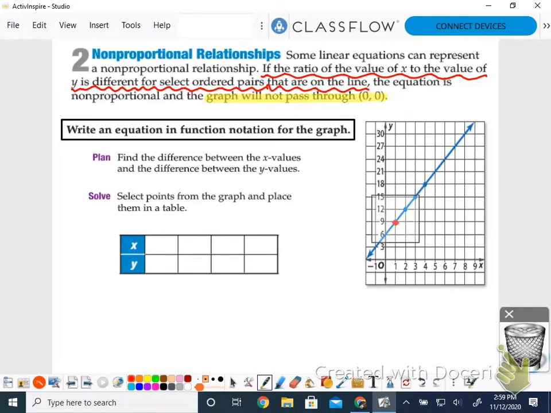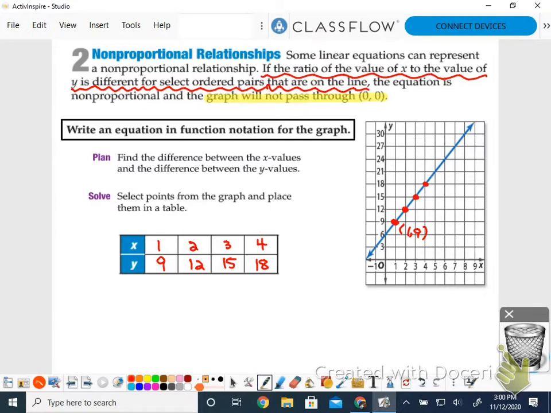So they plotted off some points here for us. There's the points they've given us. We're going to put those into our table here. So I'm seeing 1, 9, right? This is 1, 9 right there. And then I'm seeing 2, 12, 3, 15, and 4, 18. Those are the points that I have on the graph right now.